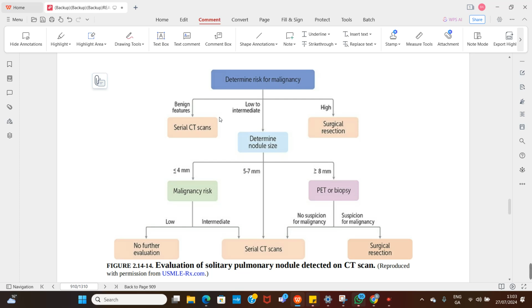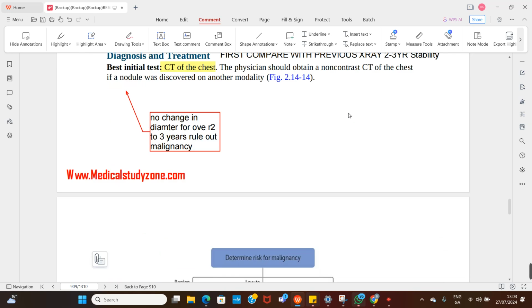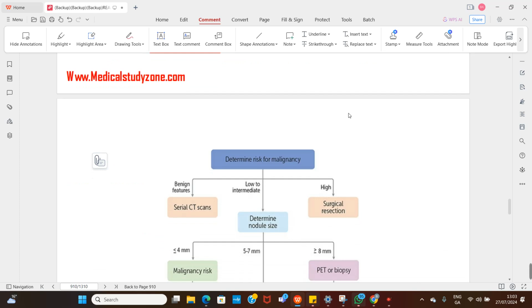So now you have done your algorithm. What are you getting? Are you getting more of the high? Once you are getting the high, the next thing you want to do is to go and biopsy and remove whatever is there. Just resect that tumor. Do your surgical resection. Sorry, not biopsy. Do your surgical removal totally, because it is high risk for malignancy.